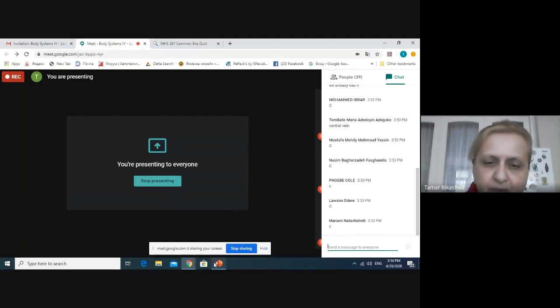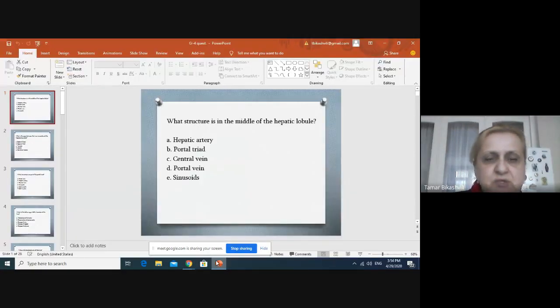C. Yes, okay. So C is the central vein. The central vein is in the center. The portal triad, the portal vein. The portal vein is a part of the portal triad, and the hepatic artery also is a part of the portal triad.